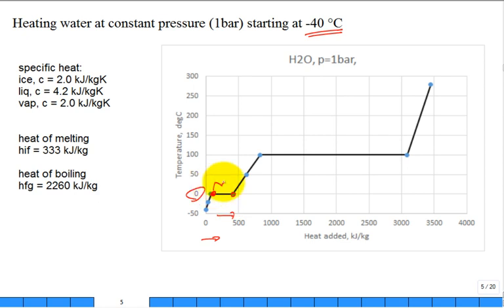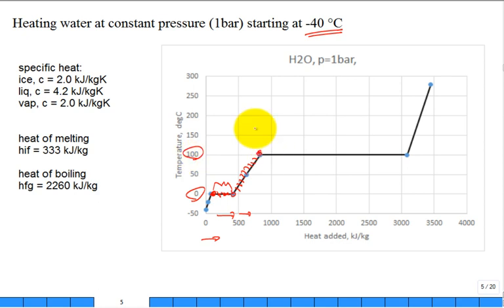This is what's happening right in here: melting. Anywhere in here you have a two-phase mixture of solid and liquid in equilibrium. But once it's all liquid, you keep pumping in heat. Now the temperature is going to rise, and it gets up to another magic number, 100 degrees C, we recall. That's the boiling point.